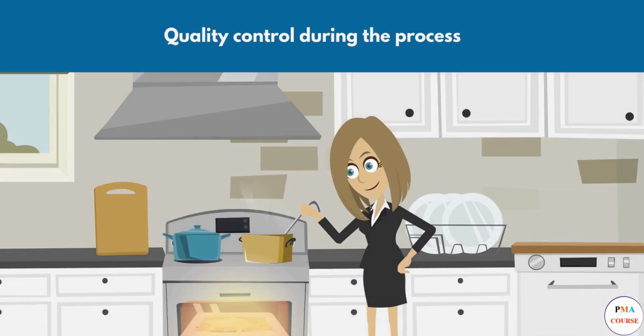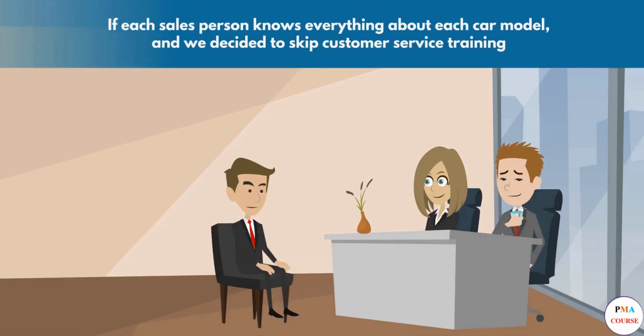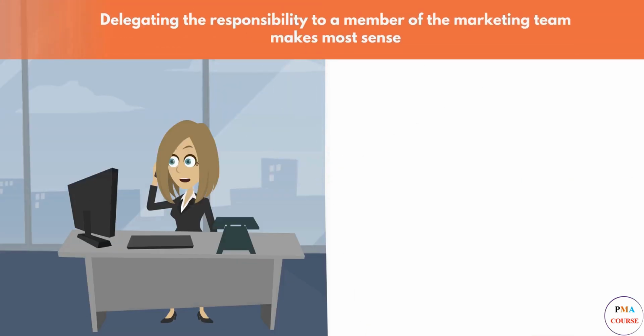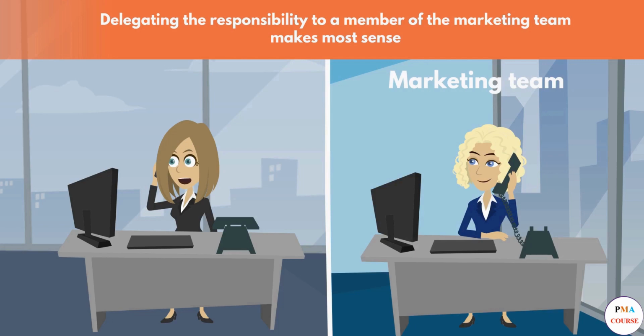Then comes quality control during the process. This is when you will need to ensure all steps are being carried out during an activity and no shortcuts are taken. In the hiring workstream, for example, if each salesperson knows everything about each car model and we decide to skip customer service training, then that knowledge will be useless, as our sales agents would not have the needed skills to actually make the sales. Again, delegating the responsibility to a member of the marketing team who keeps a checklist of all employees and the training they have taken will make the most sense.